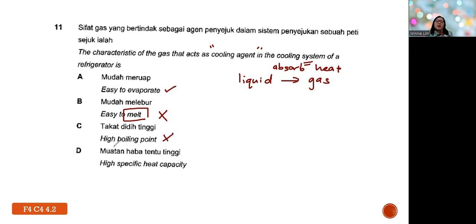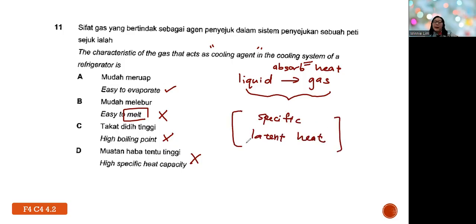And then high specific heat capacity. So it's also not so accurate an idea. We want the value to mean change of state. So when you change state, you are using the idea of specific latent heat instead of specific heat capacity. So we want this to be high, not heat capacity. Okay, so therefore your answer is A. Do not confuse the cooling agent in the radiator with this. All this is for refrigerator. If it is a car radiator, then they need a high specific heat capacity because normally we use water.